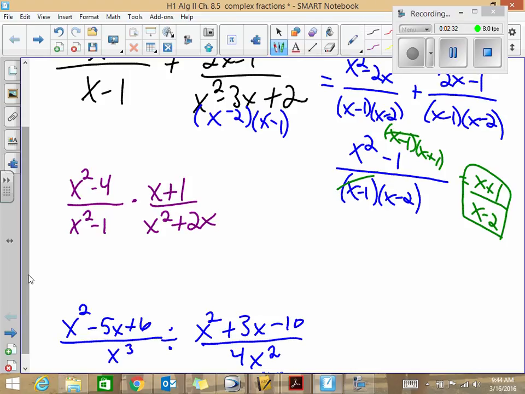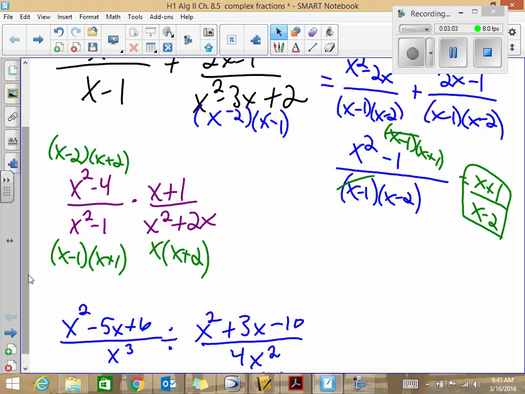The next one, multiplying. Again, on this one, we don't need a common denominator, right? You just factor it all, and anything up top cancels out with anything on the bottom. So factoring this, x minus 2, x plus 2. That doesn't factor. X squared minus 1, x minus 1, x plus 1. This one, how do we factor this? What can we do? Take out an x, right? GCF.